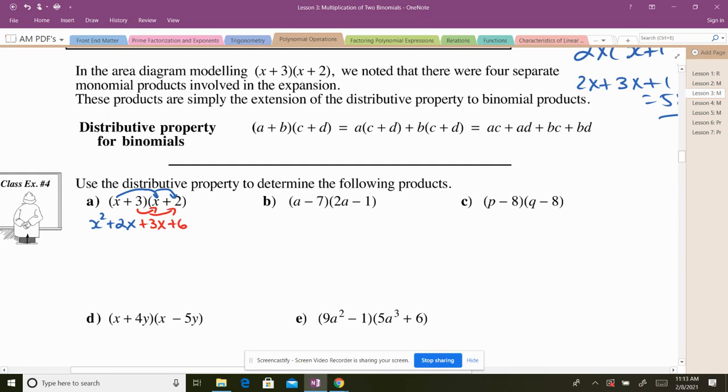Okay. Now you combine your like terms. So what are the only terms that you can combine? Yeah, these two right here, right? 2x plus 3x is 5x. So you get x squared plus 5x plus 6. And that is your answer.